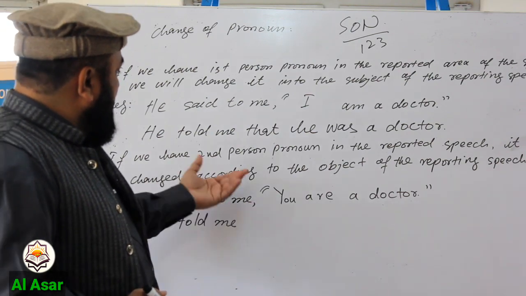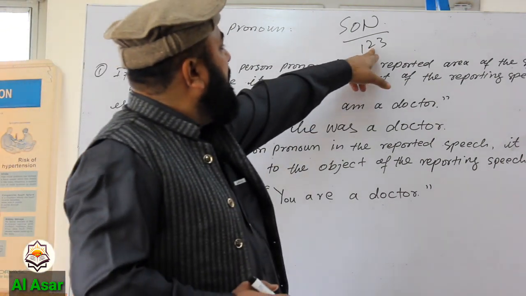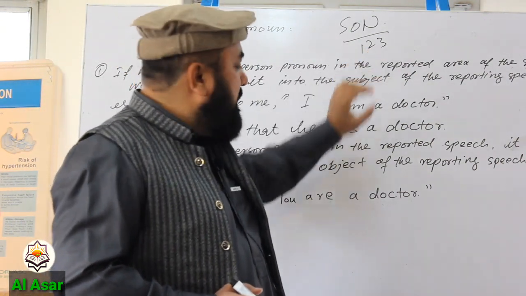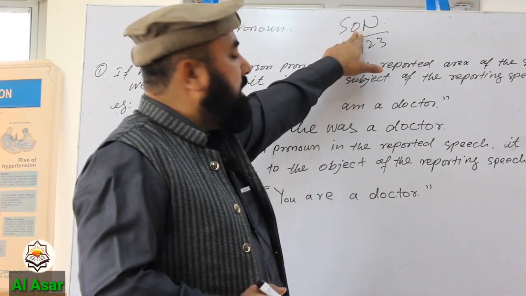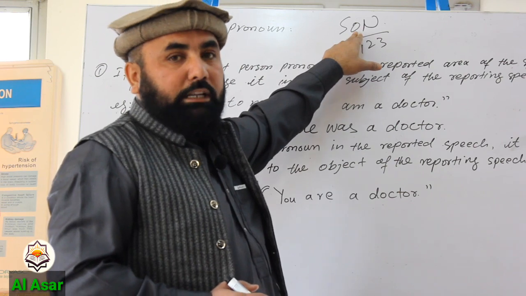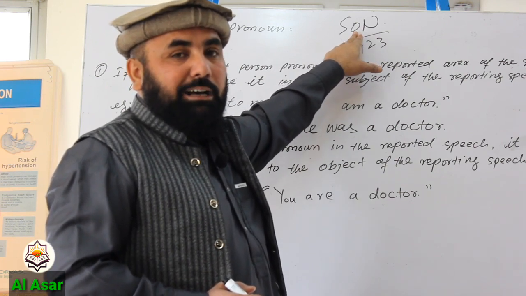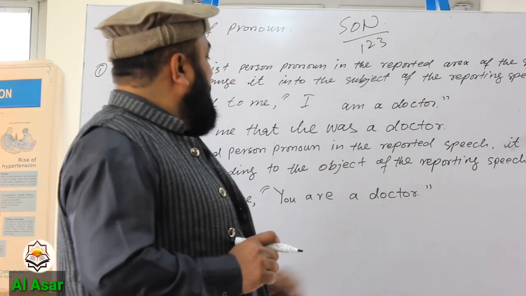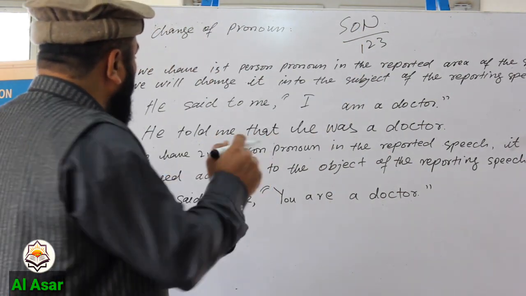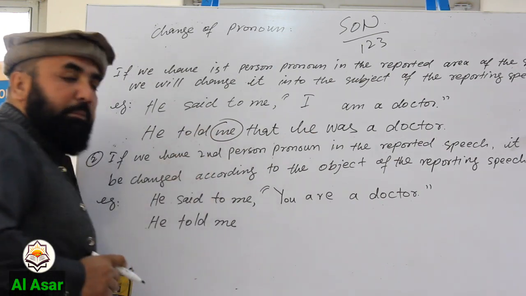Now look at the second person pronoun. When we have a second person pronoun in the reported speech, we will change it according to the object of the reporting speech. But there you have to note one thing. Sometimes it so happens that we don't have me.